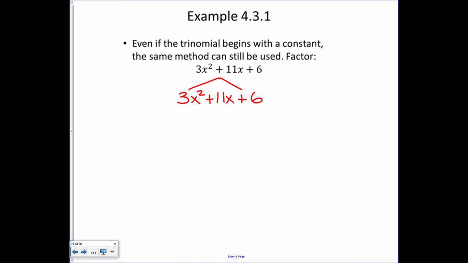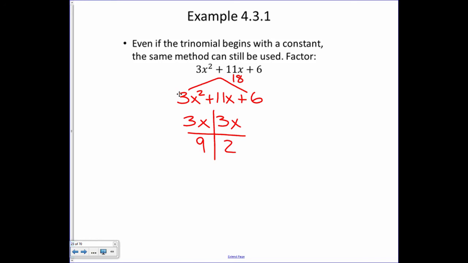Take the first number and the last number and multiply them together. 3 times 6 is 18. So we're going to make ourselves a box, write the coefficient both times, and then split the variable up. We now need two numbers to multiply to give you 18 and add to give you 11. And so 9 and 2.